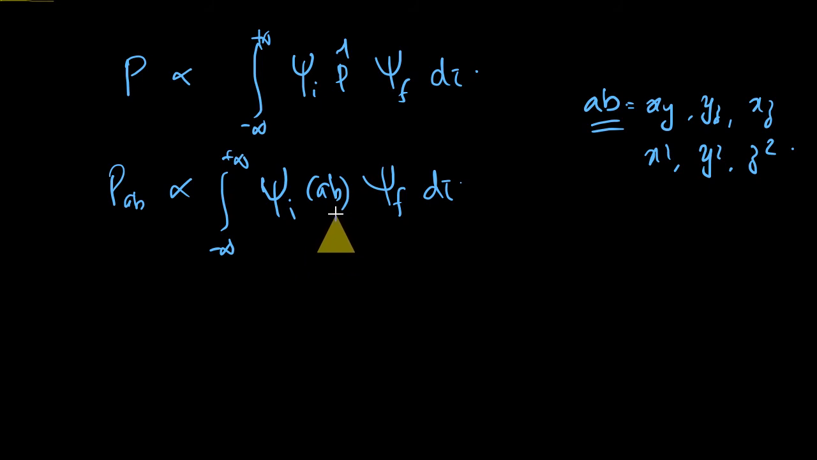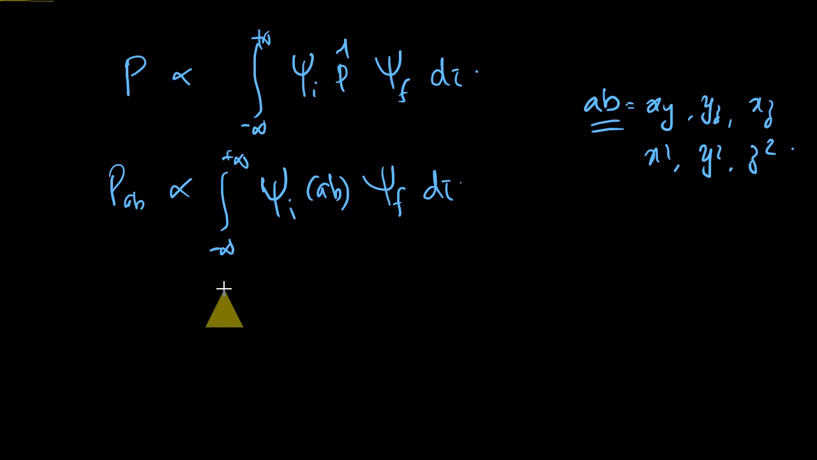And now I am going to find out PAB. PAB means I have to give xy, xz, yz, x square, y square, z square in place of AB, and I have to evaluate this integral.